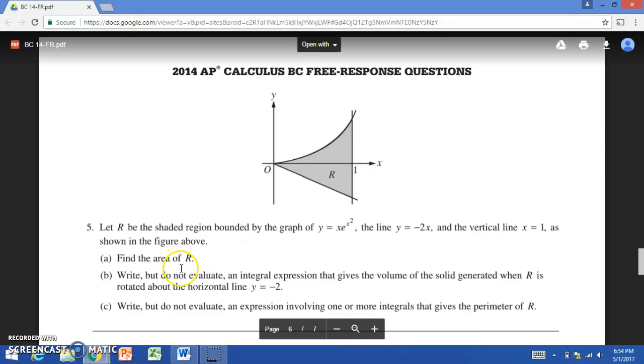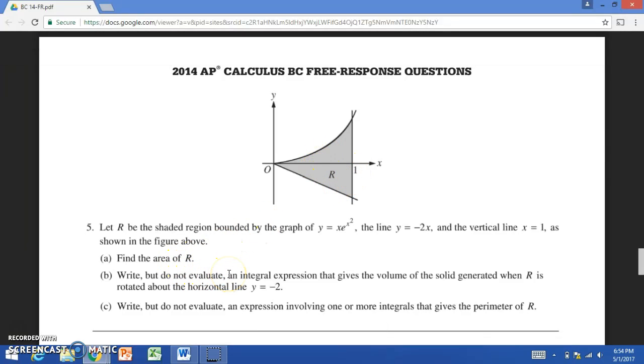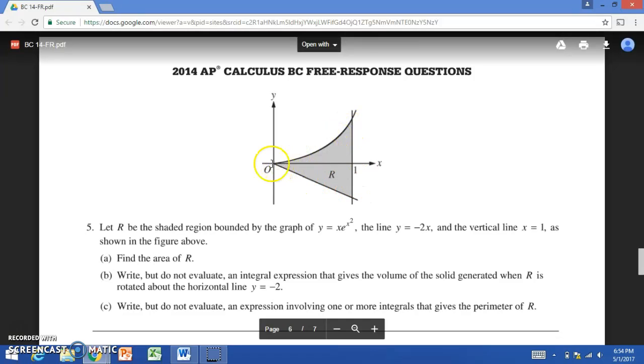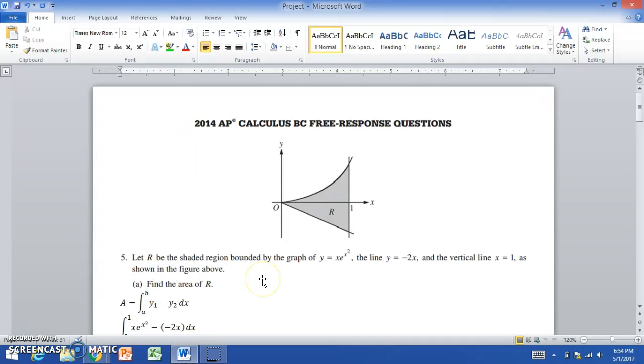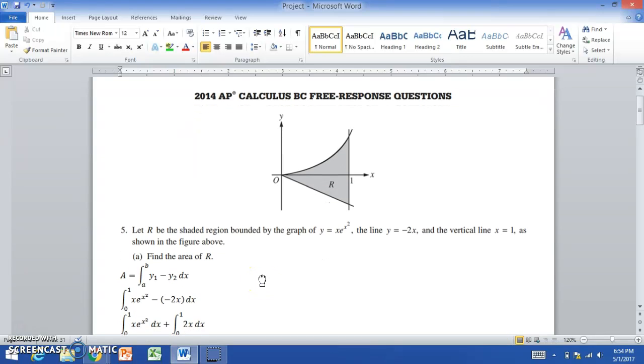B. Write but do not evaluate an integral expression that gives the volume of the solid generated when R is rotated about the horizontal line y equals negative 2. And C. Write but do not evaluate an expression involving one or more integrals that gives the perimeter of R. Now we'll take it into three parts by first solving for A.